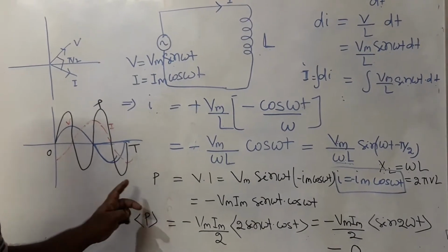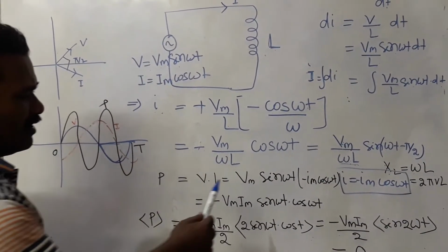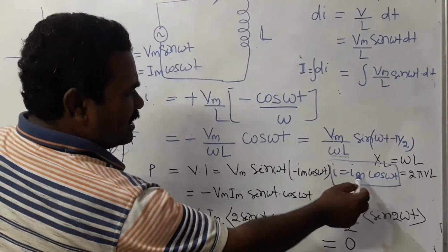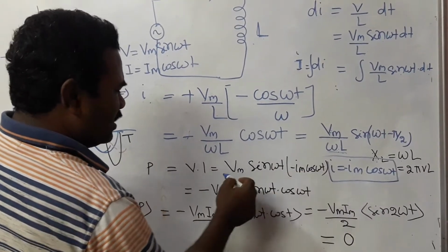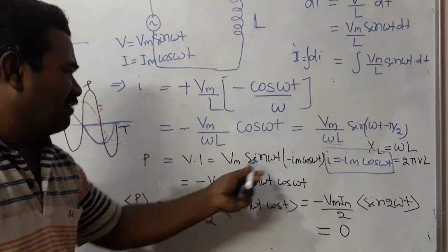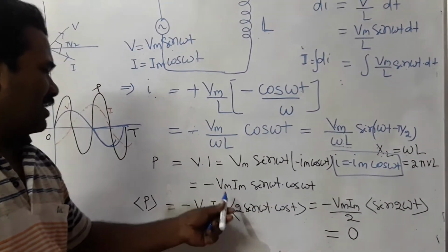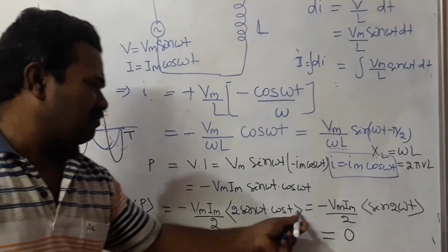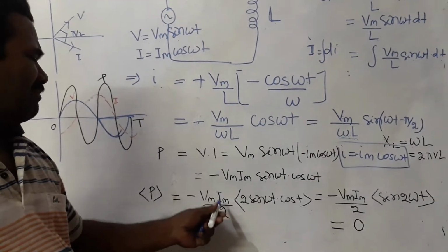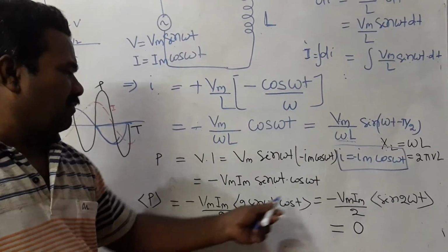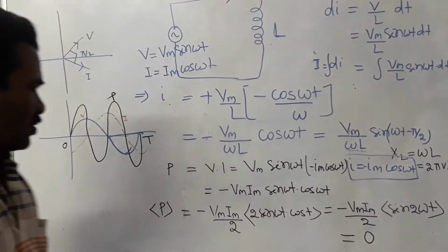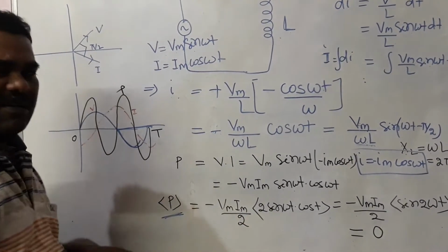Similarly, let us calculate the average power consumed in the inductor. You know instantaneous power P is equal to V into I. V is equal to Vm sin omega t, and I is minus Im cos omega t. So this is minus Vm Im sin omega t cos omega t, which is Vm Im by 2 sin 2 omega t. So the average power per cycle is equal to minus Vm Im by 2 times the average value of sin 2 omega t. You know sin 2 omega t is a periodic function, its average value is 0, so we get 0. So the average power consumed by the inductor is 0.